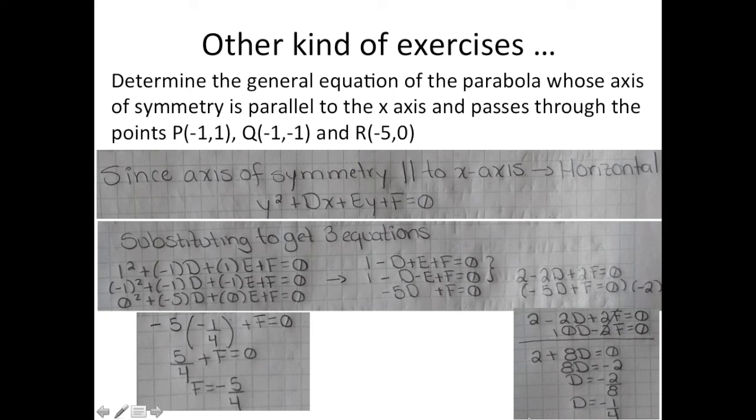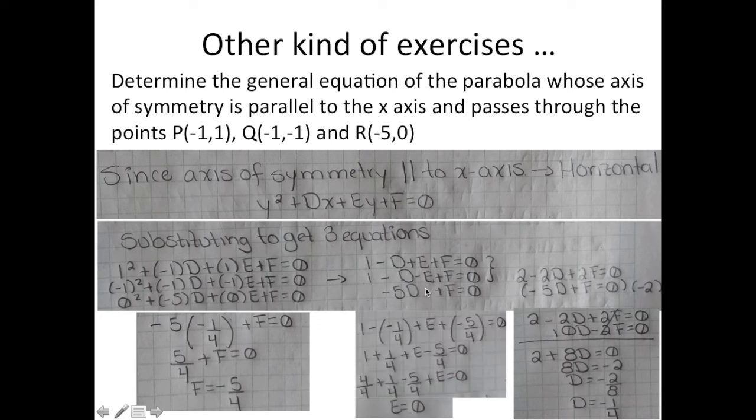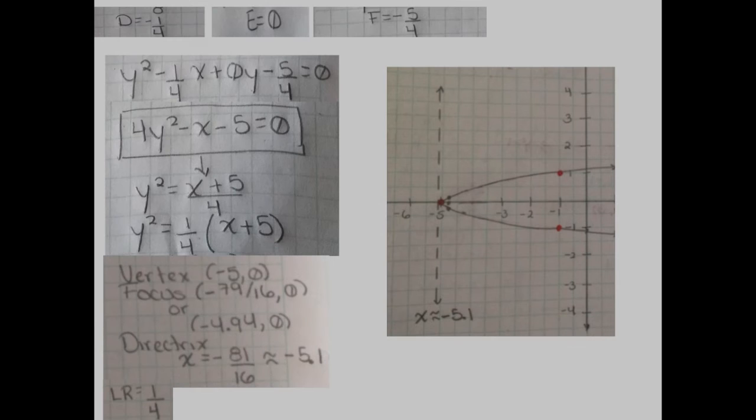Now I have f, and I have d, I'm only missing e. So I take any of these two and I substitute the values of d and f to get the value of e. In this case, I substituted in the first one. So I have 1 minus 1/4 plus e plus minus 5/4 equal to 0. I isolate the variable e from here, guys, and you get that e is equal to 0. Okay? So now we have the values of d, e, and f: d is negative 1/4, e is 0, and f is negative 5/4.